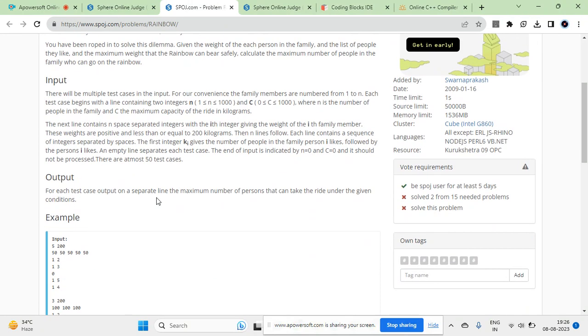So what about this? You have weights, and you have a graph. This person likes this person, this person likes this person, like an outgoing edge. And then output on a separate line the maximum number of people that can take the ride under the given conditions. So every person who takes the ride should be a friend of each other, or what?